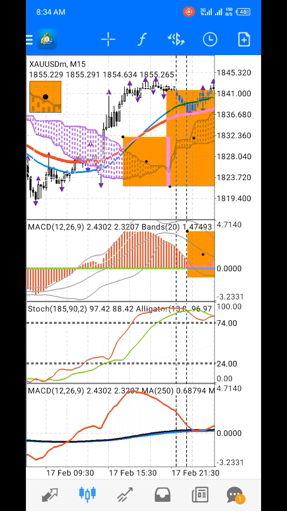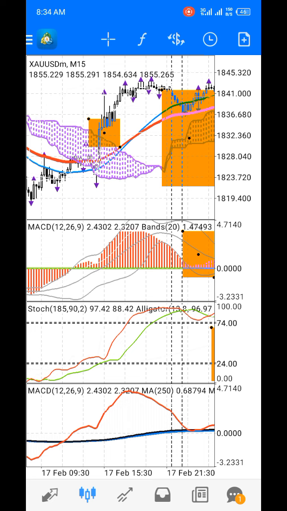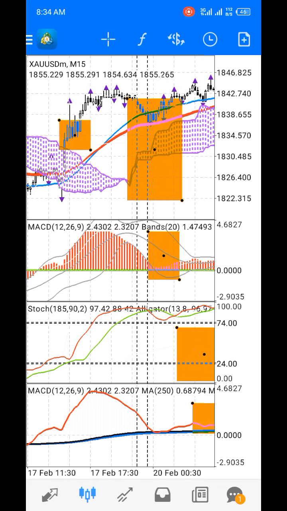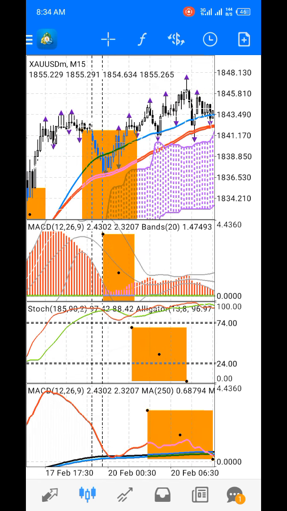If price on the main chart crosses above all indicators and closes, and then starts to develop, that is my buy signal, time to buy. So I'll scalp some profit. If I place a buy trade here, you can see our price went up, above all indicators. That's my buy signal.